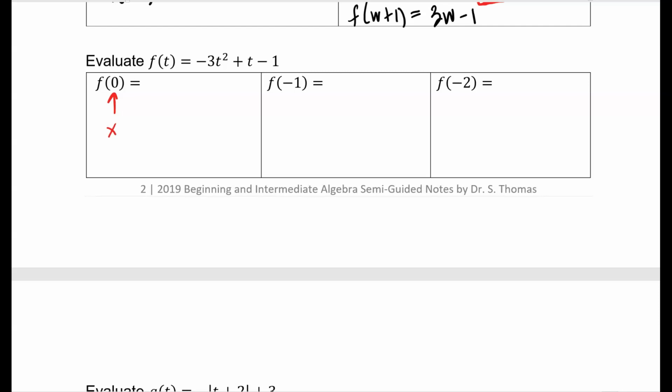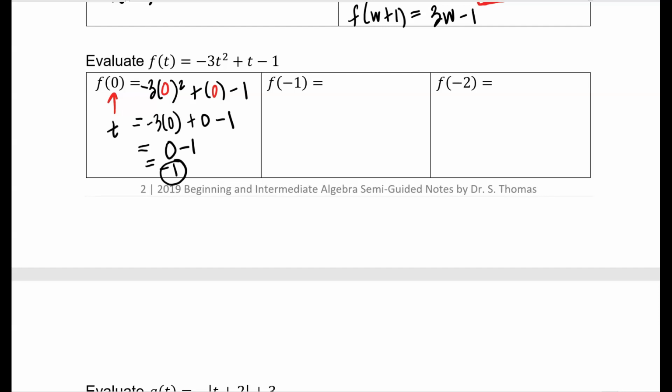So on the right side, we're going to replace all of the t's, or the x's, right? In this case, it's a t. We're going to replace the t's with 0. So here we have negative 3 times 0, because 0 squared is 0, plus another 0 minus 1. So really we have 0 minus 1, which is negative 1. Negative 1 is our answer for that one.